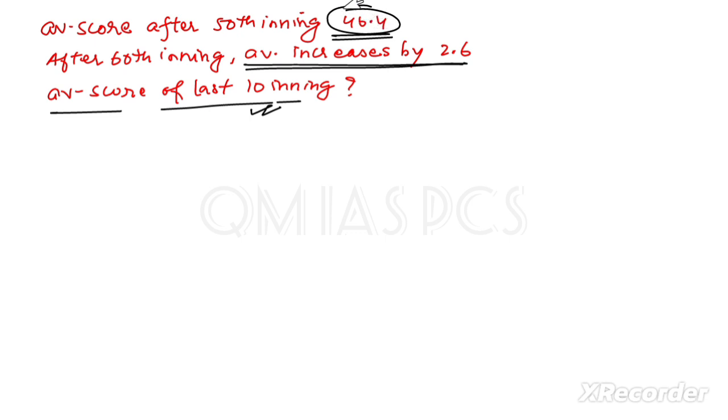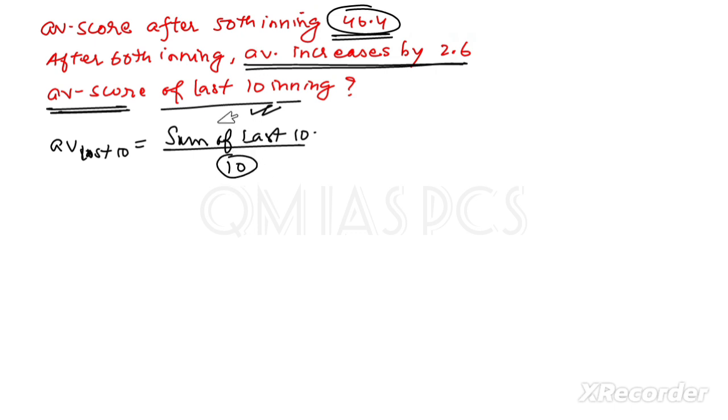So just try this one. Whatever information is given here, we have to find the average score of the last 10 innings. You can write here: last 10, we have to find. So we will write the sum of the last 10 innings, and we have to divide by the last 10 number, that is, divide by 10. We know this value, and we have to find this one. Then we will get this value.